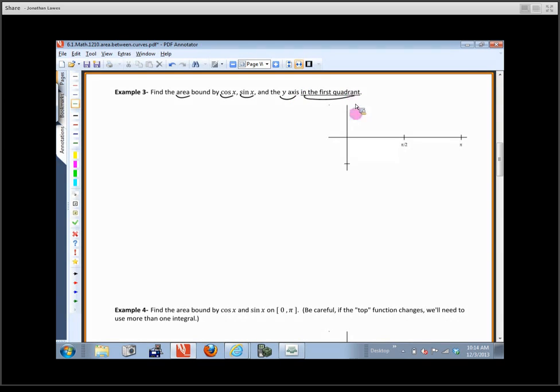So let's think about what that would look like. I'm going to do cosine, and then I'm going to do sine, change colors here. I'll do the sine in blue. Okay. And we'll do the y-axis in green. So here's what the cosine looks like. Remember, the cosine starts at 1 and then hits 0 and then hits -1 by the time you get to pi. So it looks something like this.